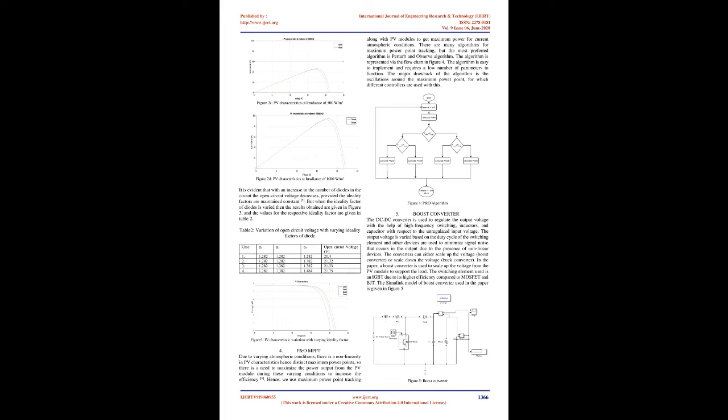P&O MPPT. Due to varying atmospheric conditions, there is a nonlinearity in PV characteristics, hence distinct maximum power points, so there is a need to maximize the power output from the PV module during these varying conditions to increase the efficiency. Hence, we use maximum power point tracking along with PV modules to get maximum power for current atmospheric conditions. There are many algorithms for maximum power point tracking, but the most preferred algorithm is the perturb and observe algorithm. The algorithm is represented via the flow chart in Figure 4.